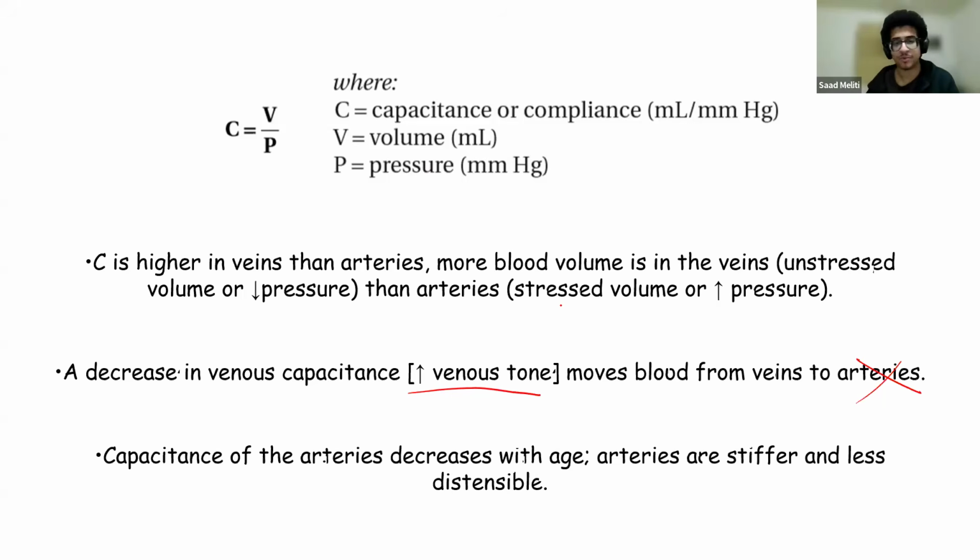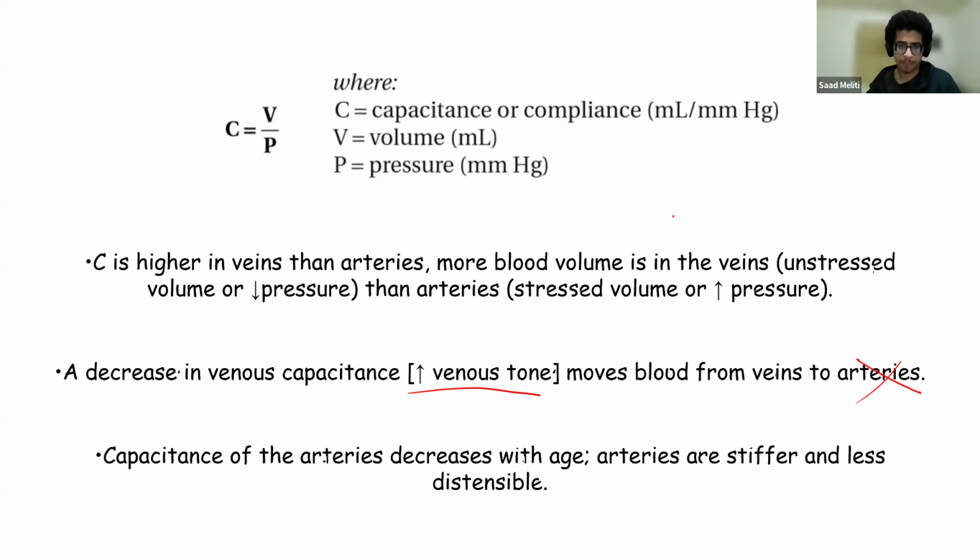Capacitance of the arteries decreases with age. Capacitance is compliance, like I said. Wait, what's venous tone? Venous tone is basically the muscles. Are they constricted or not? When we increase venous tone, we're constricting the smooth muscle of the veins. Remember how they're relaxed and holding a lot of volume? When we increase venous tone, we cause them to vasoconstrict, to recoil back. That's what's happening. I hope that makes sense.